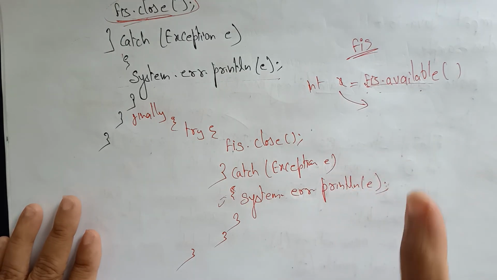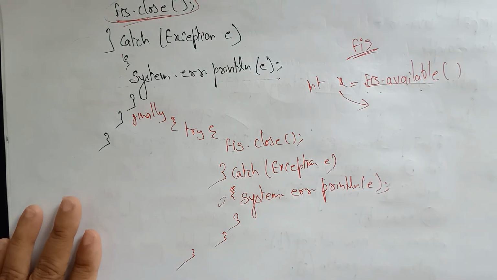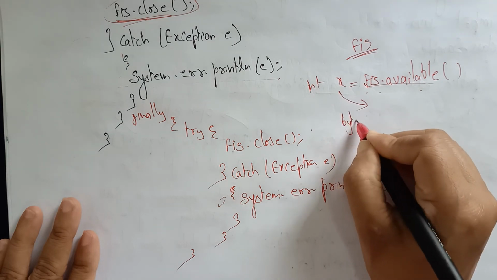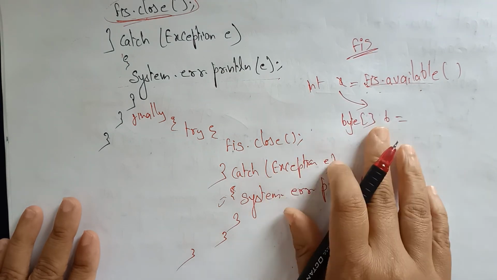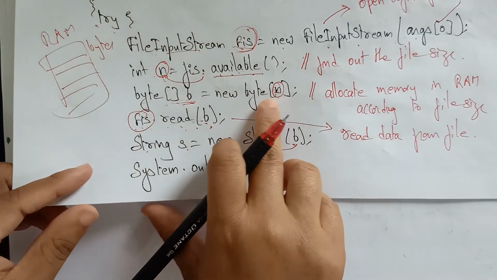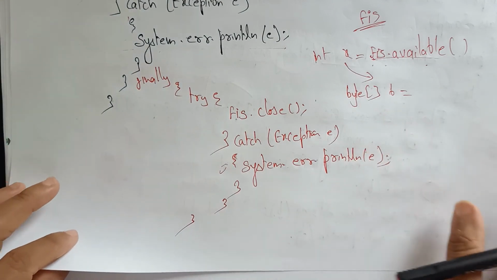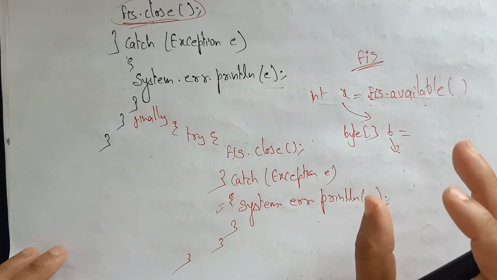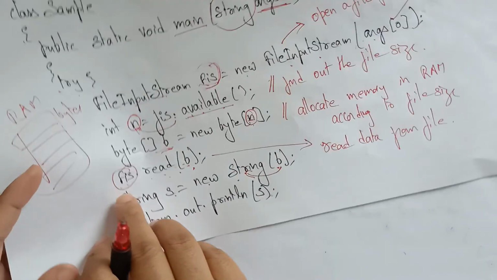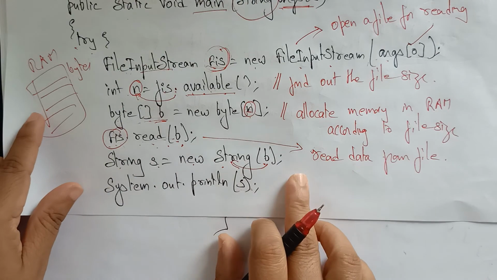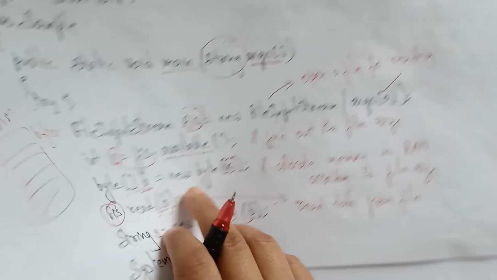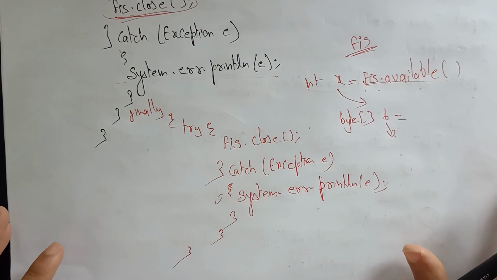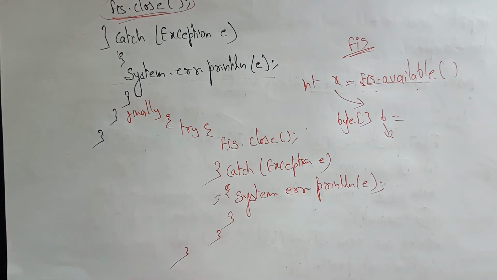Now allocate the memory in RAM according to the file size. How do you allocate? RAM stores data in bytes, so new byte[n] will be assigned to b. Then, whatever b is, it is of bytes, but our arguments are of string type, so you convert it into a string using String s is equal to new String(b). Then print that string and close the file.